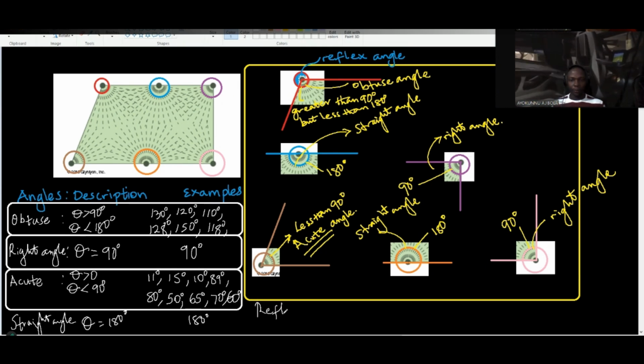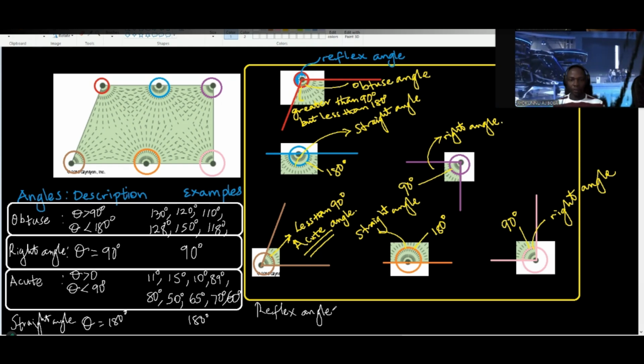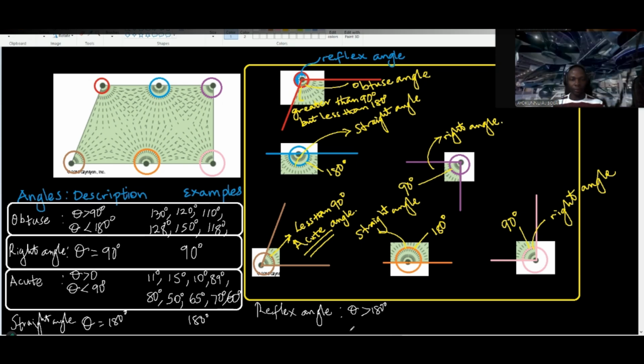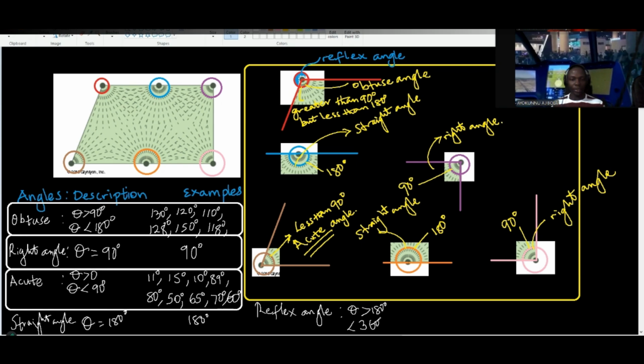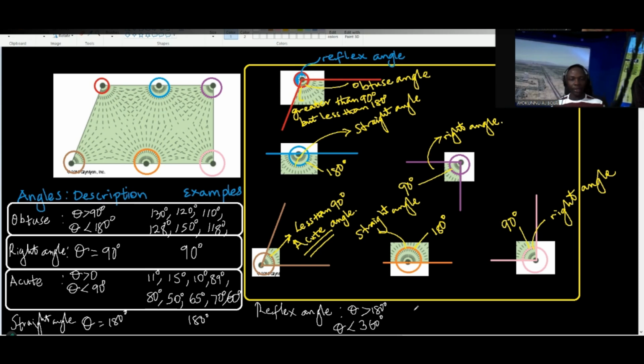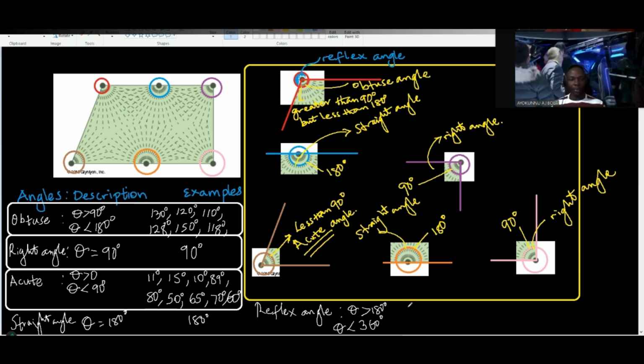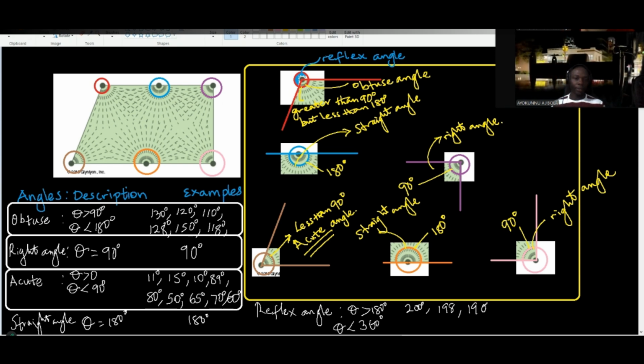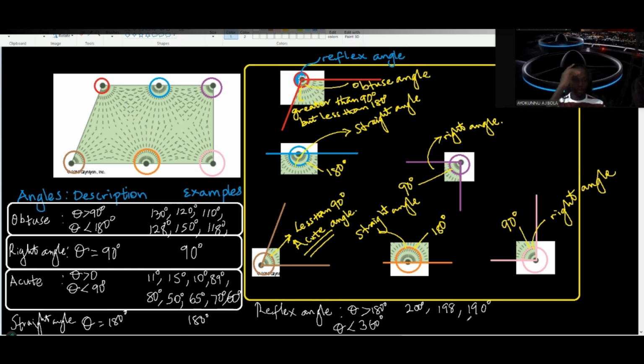Reflex angle. So it must be greater than 180, okay? And less than 360. Is that clear? So give me a number that is greater than 180 and less than 360. That is 200, right? Or 198 or 190. Any number greater than 180. Give it to me, Miggy, but it must be less than 360.